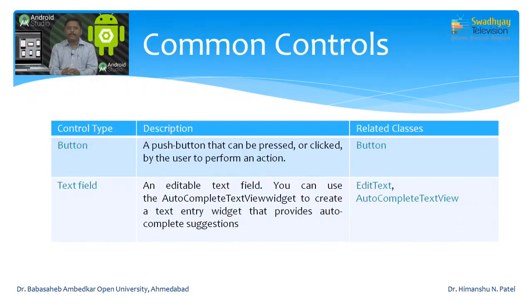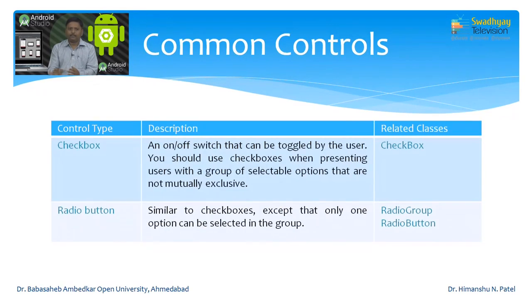The next control is text field. Text field is used to enter data, or it provides autocomplete suggestions to the user. Related classes for text field are EditText and AutoCompleteTextView, which is used to provide autocomplete suggestions, and for button we have the Button class.